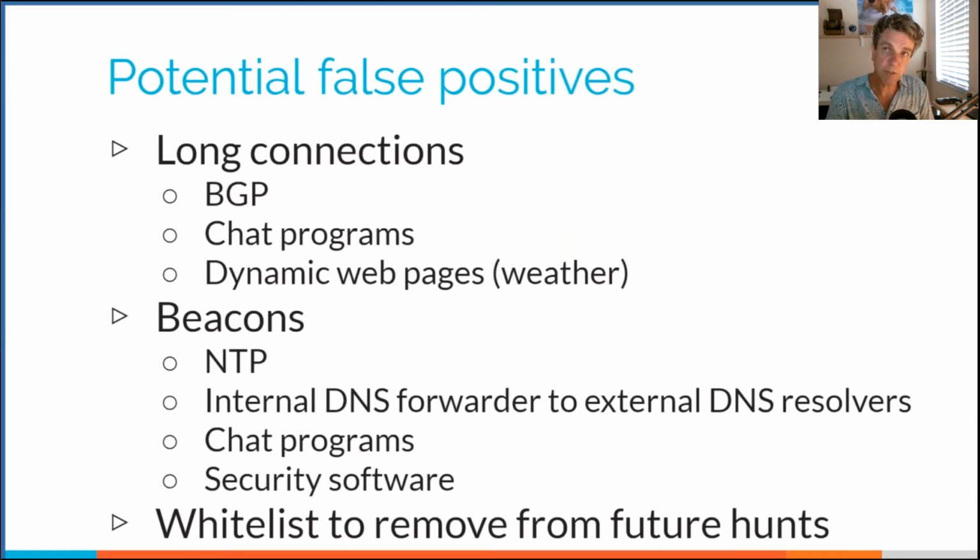Now that we have the persistent connections, we need to figure out, is there a business need for this, yes or no? And if there isn't, that I can identify, yeah, I need to pay even more attention to it. If there is, okay, that's a false positive. I can whitelist it out.